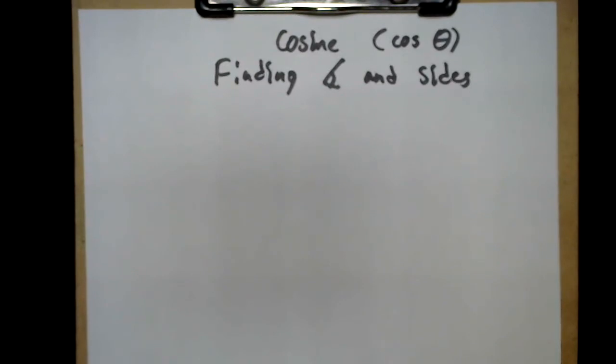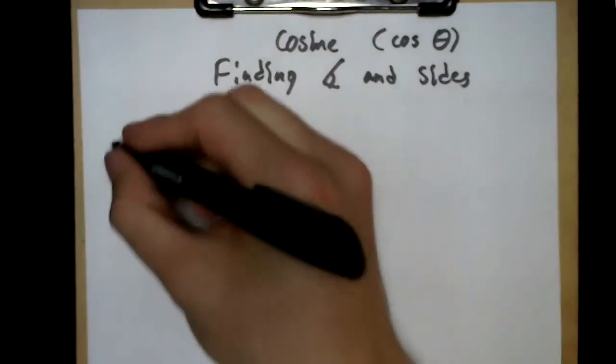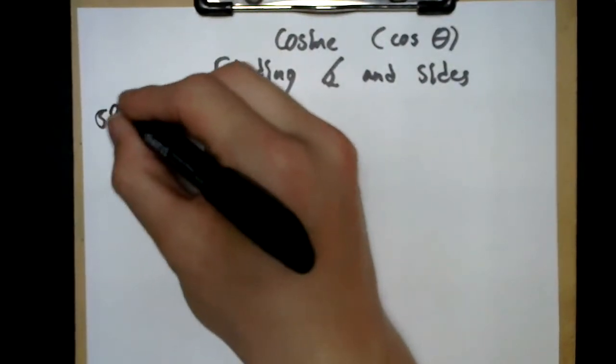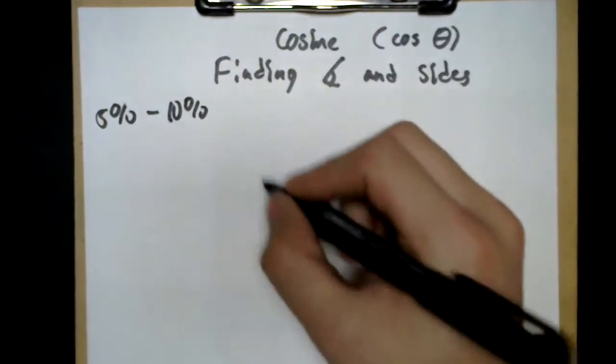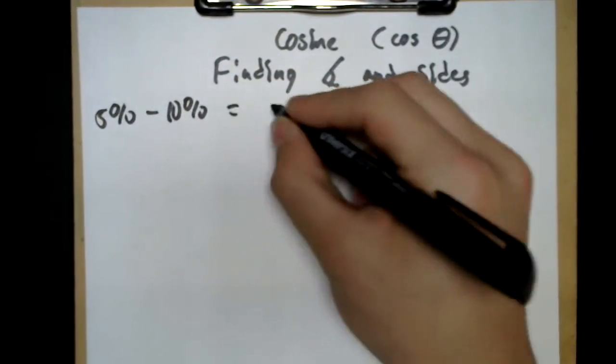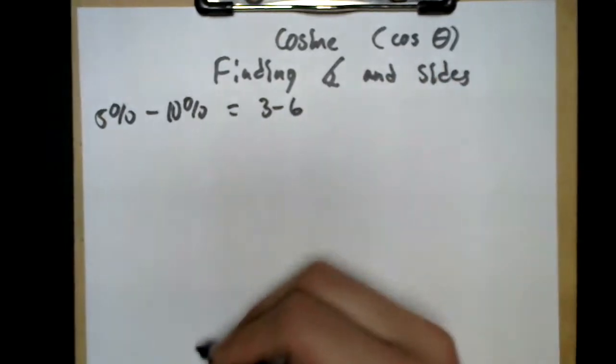Before we begin, I want to go over a few things covering the ACT portion of how trig is weighted and relating that to your score. So 5 to 10% of the ACT is trig, which comes out to be 3 to 6 questions.